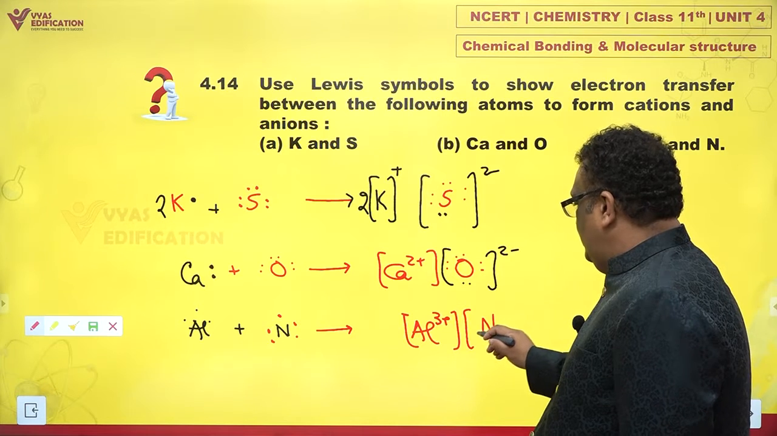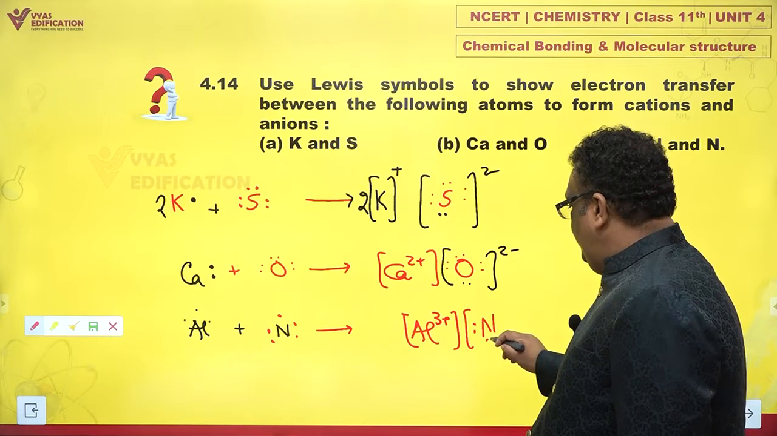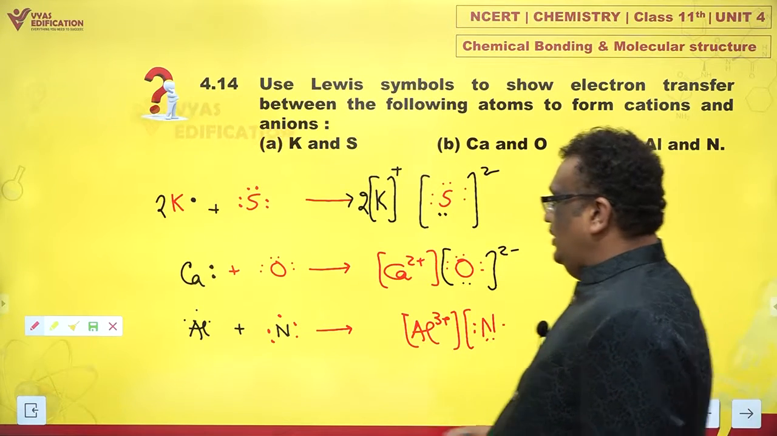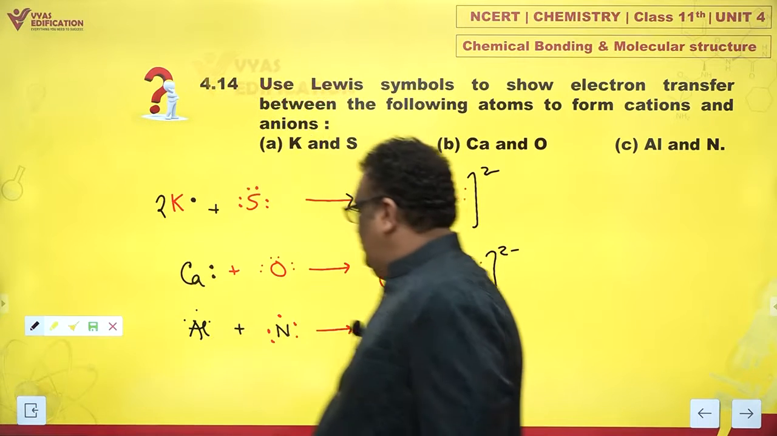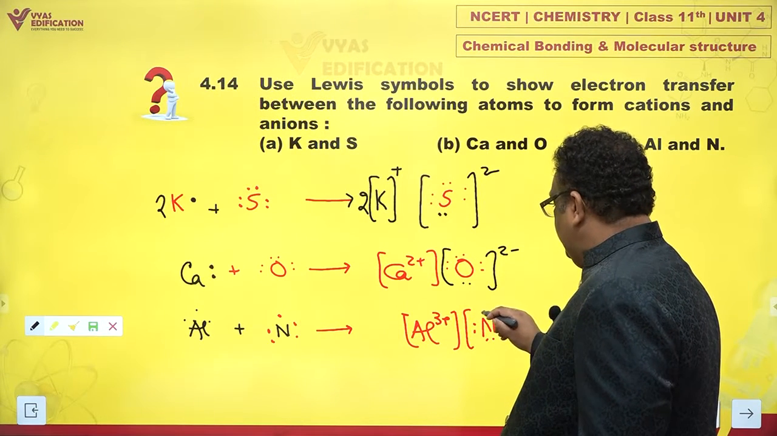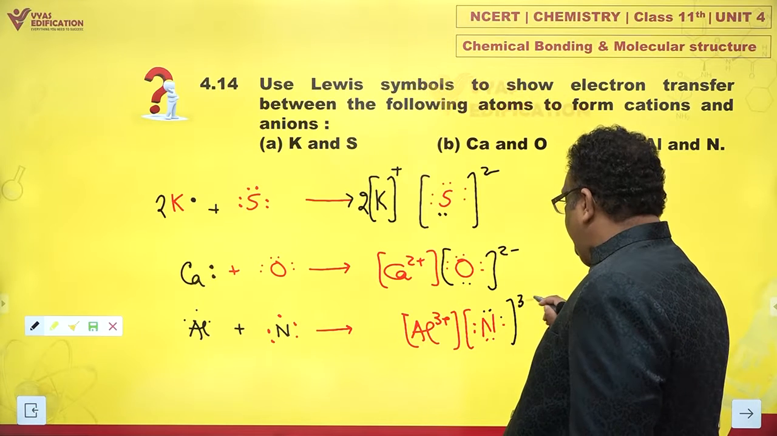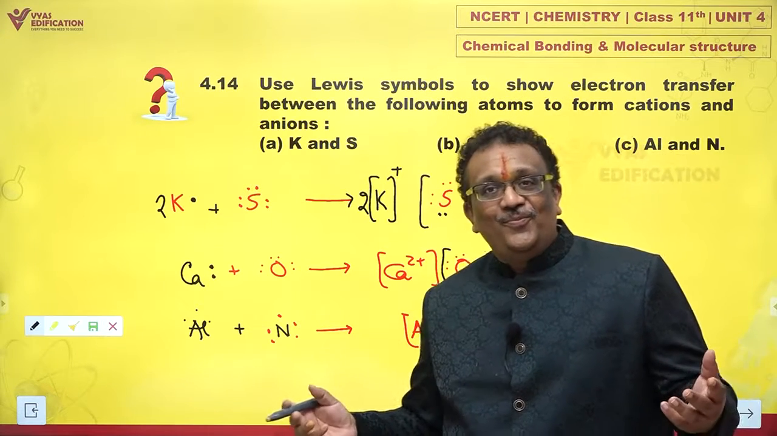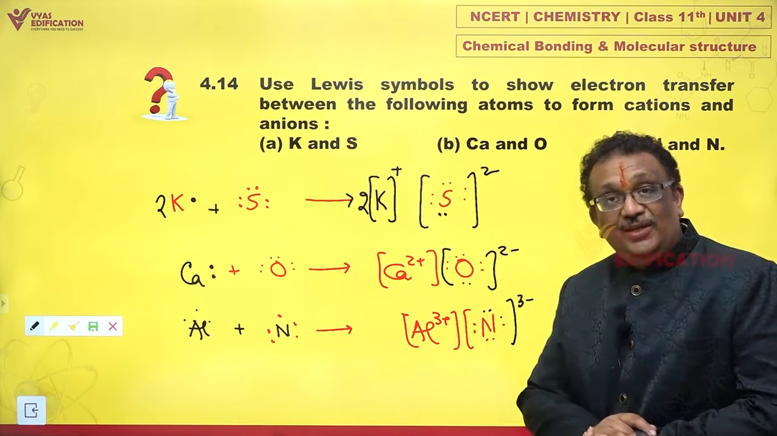And nitrogen, 1, 2, 3, 4, 5. And then you get 6, 7, 8. Nitride ion. This is how you get the ionic bond for aluminium nitride.